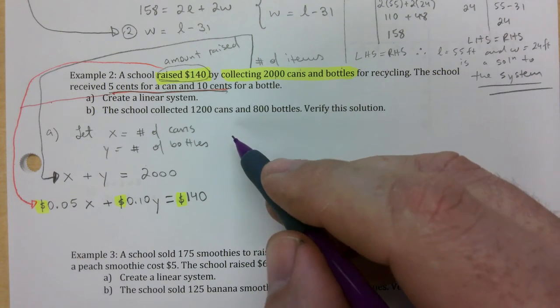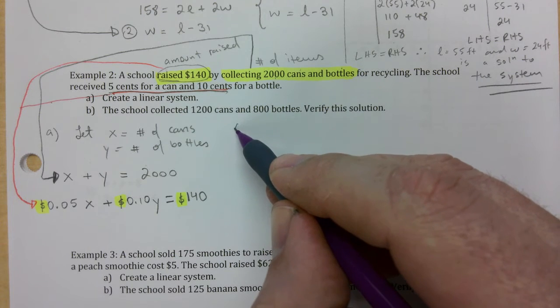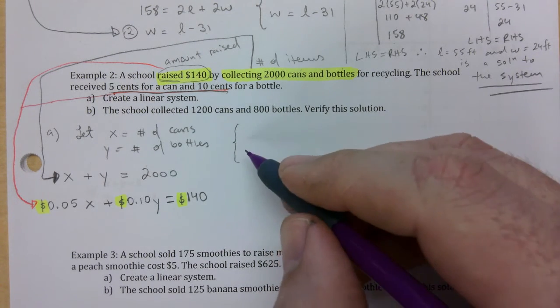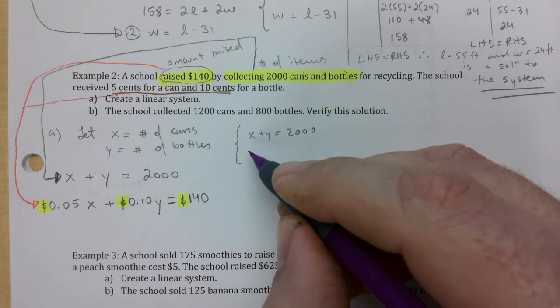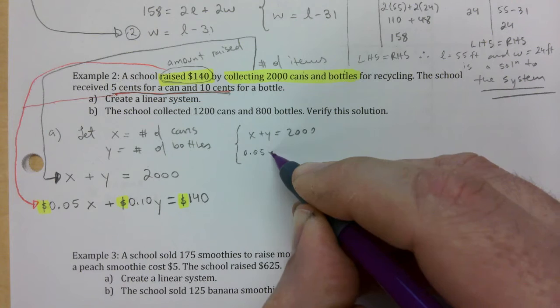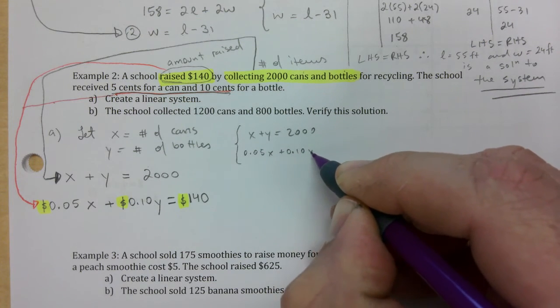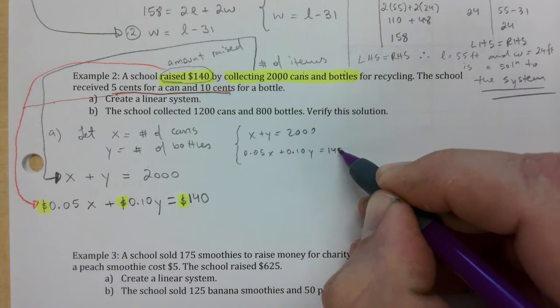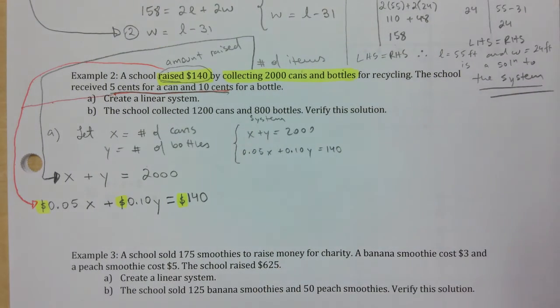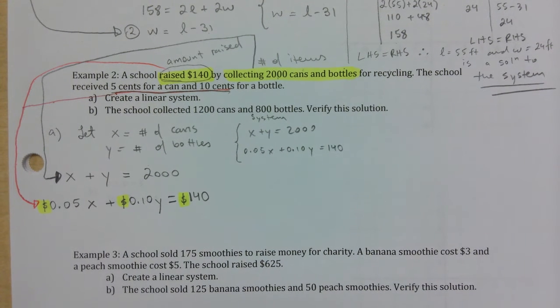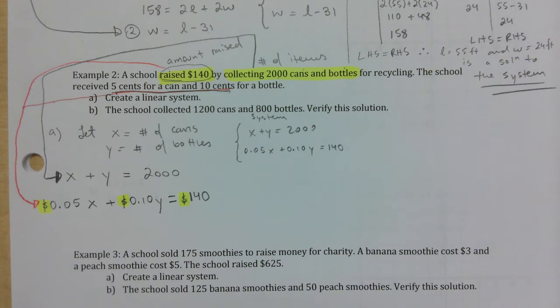So our system here, we usually do this: we have x plus y is equal to 2,000, and 0.05x plus 0.10y is equal to 140. This is the system. So these two things are happening at the same time. You have the number of items and also how much money you made.